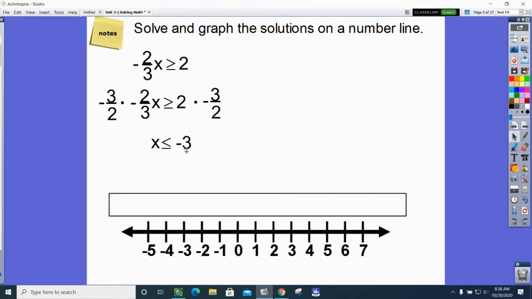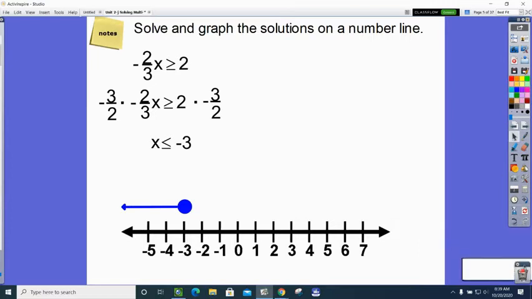So the mistake here would be to have a greater than. And I'll talk about how you can catch that in a minute, okay? So here, I would put a solid point and all numbers less than -3, and that's how my graph would look.